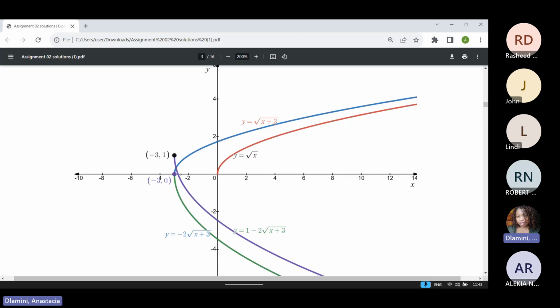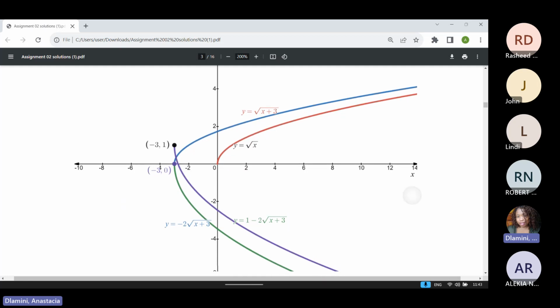From the blue graph, I then multiplied, okay, something is missing here.